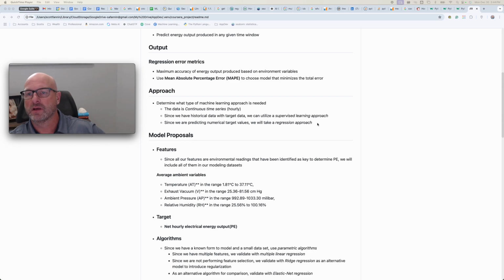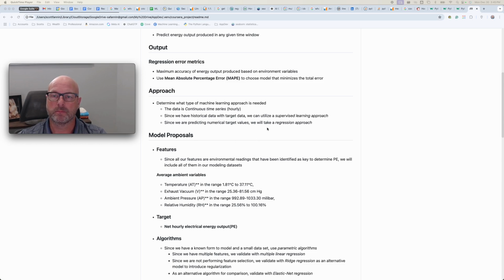The approach I took used all the information that we learned in our class. The data itself is continuous time series data, where each row represents an hour worth of readings. This is historical data, and we also have the target data along with it. Therefore, we can use a supervised learning approach.